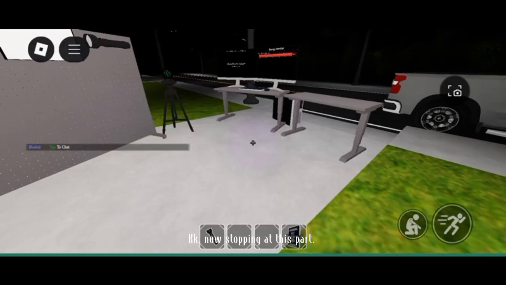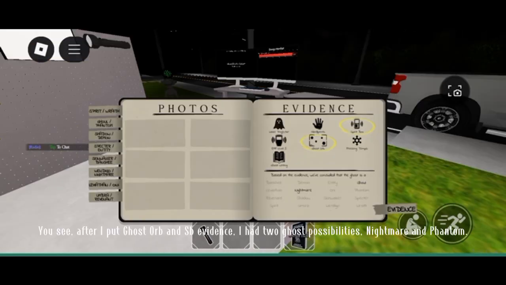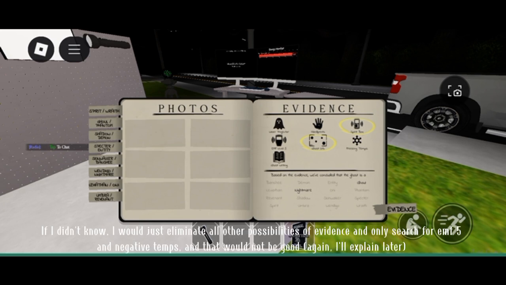Okay, now stopping at this part. You see, after I put ghost orb and SB evidence, I had three ghost possibilities: Nightmare, Phantom, and Ghoul. If I didn't know, I would just eliminate all other possibilities of evidence and only search for the missing one, negative tongue. And that would not be good again.